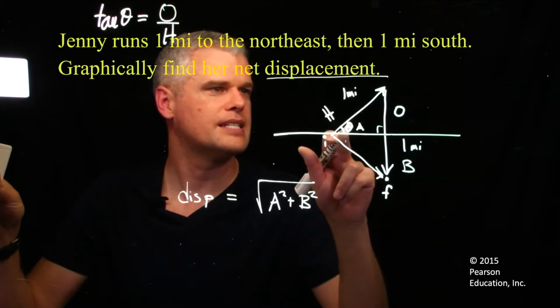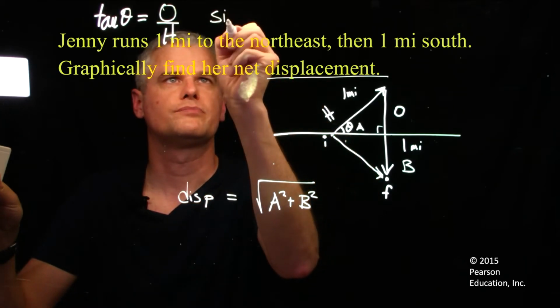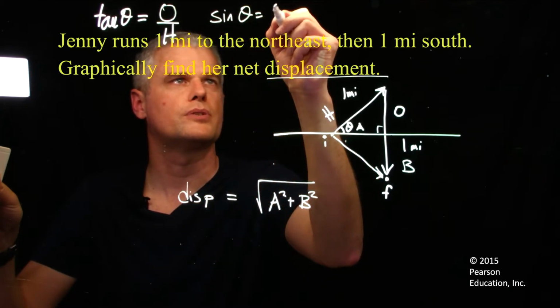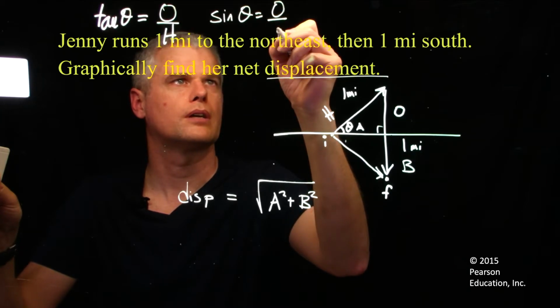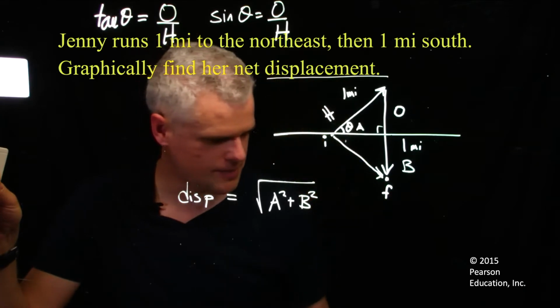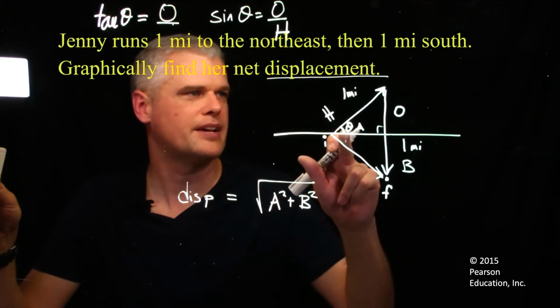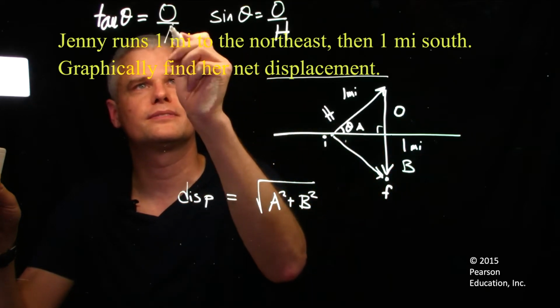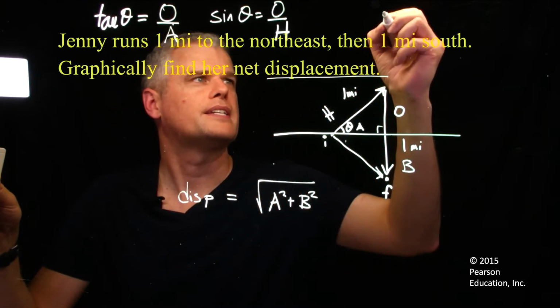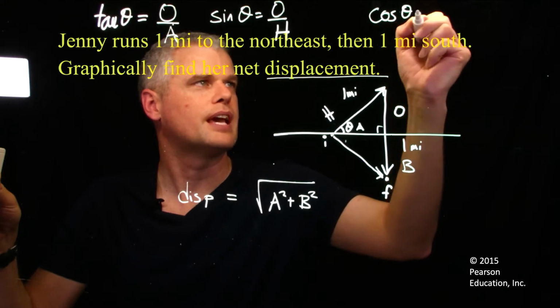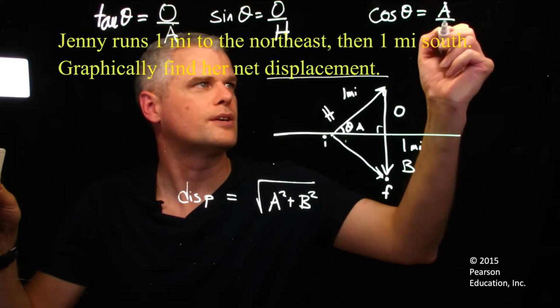And the sine of the angle is equal to opposite over hypotenuse. Oops, I made a mistake there. Did you catch it? The tangent of the angle is opposite over adjacent. And the cosine of the angle is adjacent over hypotenuse.